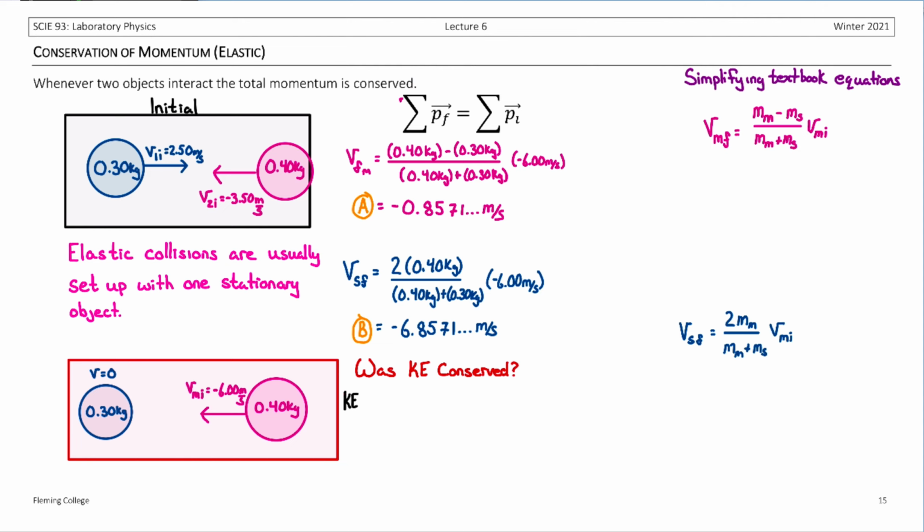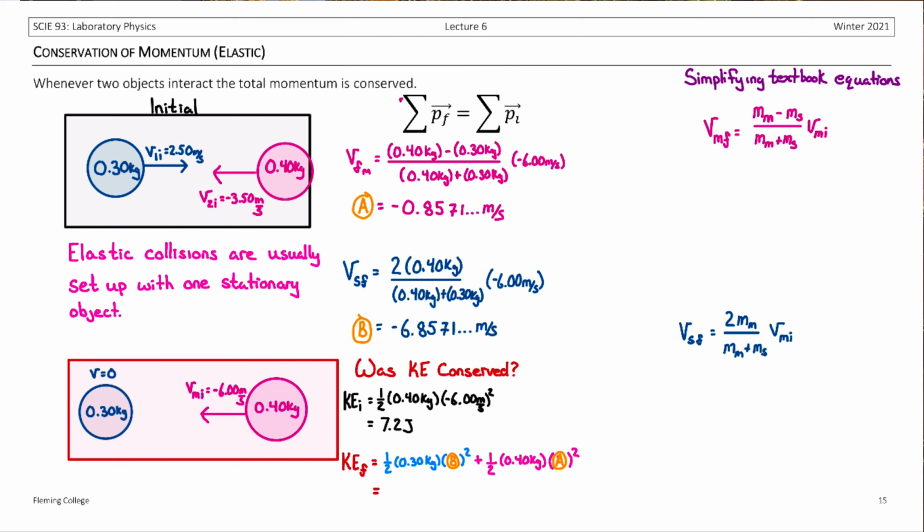So in our initial phase, we had a kinetic energy that was entirely in the one moving ball. So we had a kinetic energy of 7.2 joules. And then after the collision, we have two kinetic energies. So we have 1/2 of the 0.30 kilograms traveling at negative 6.85 meters per second squared. And we have 1/2 of the 0.40 kilograms traveling at negative 0.85 meters per second squared.